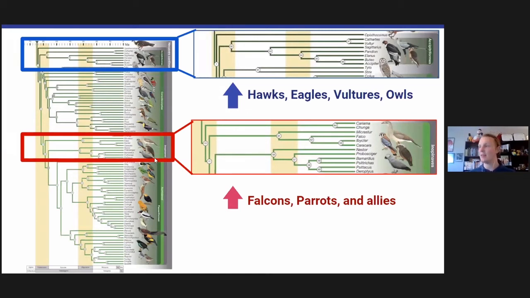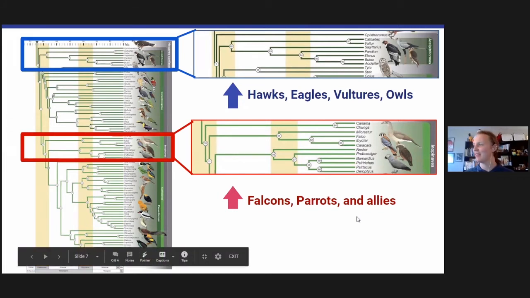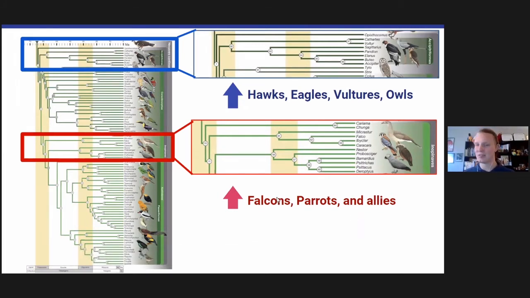But if you look at the DNA and you do the mathematics of evolution, it turns out that kestrels and falcons are actually more closely related to parrots and other sorts of birds like that. And if you wanted to call kestrels, like hawks and eagles, birds of prey, you'd have to include things like toucans.